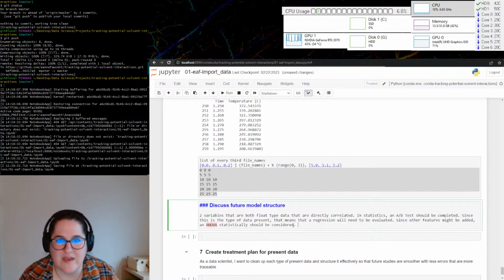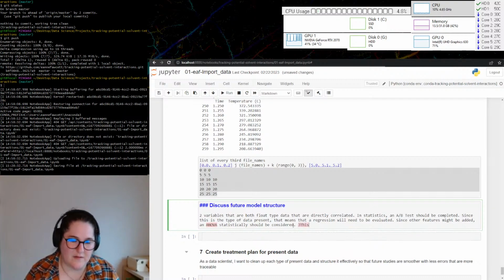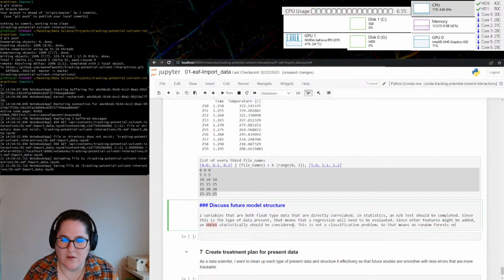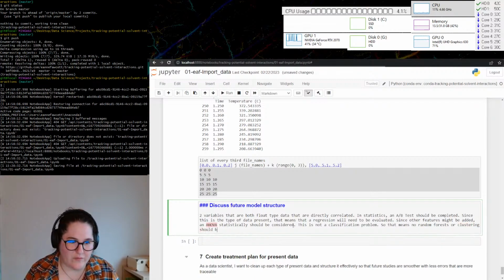But this isn't a classification problem. I think I should put that. This is not a classification problem. So that means no random forests or clustering should be done in the realm of machine learning.